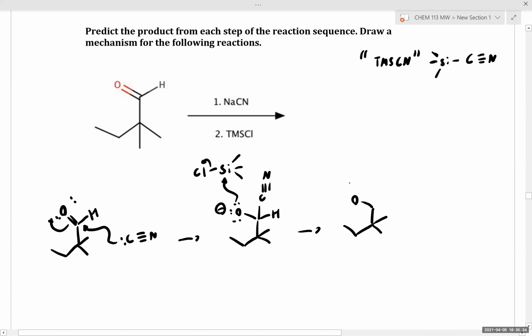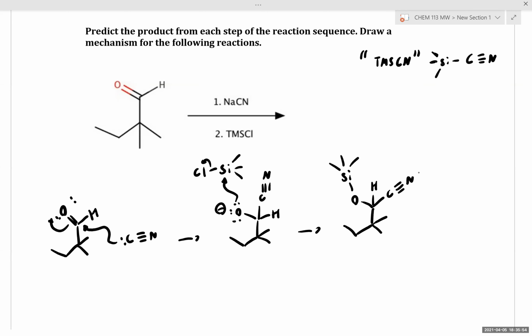This is very useful from a synthetic perspective because it now allows us to actually use Grignards. It allows us to further manipulate this nitrile without having an alcohol getting in the way.